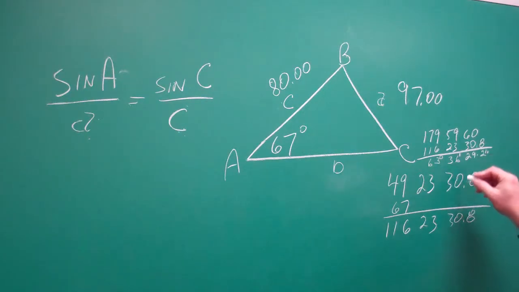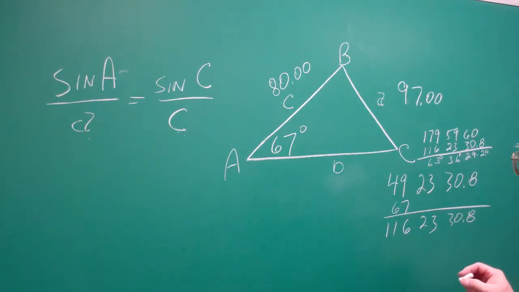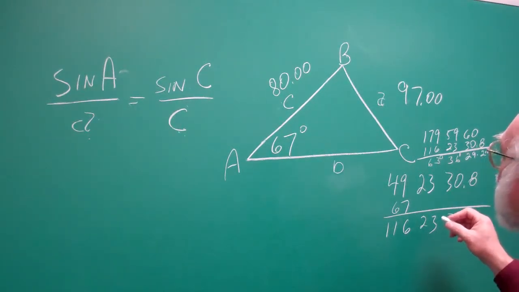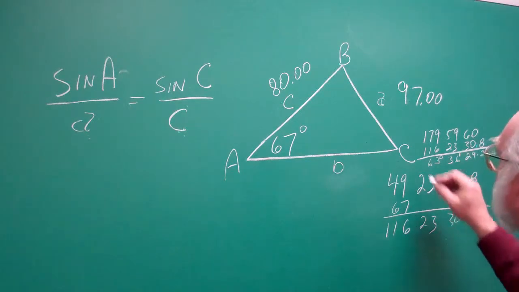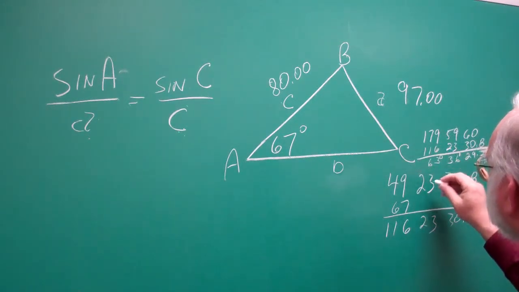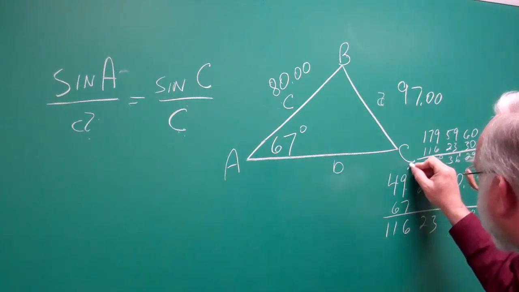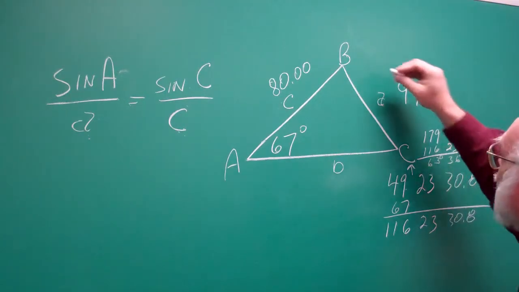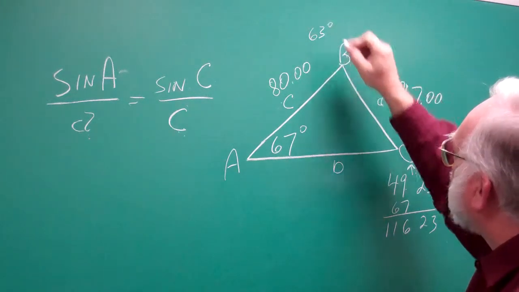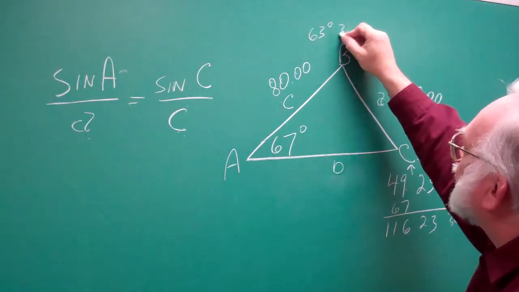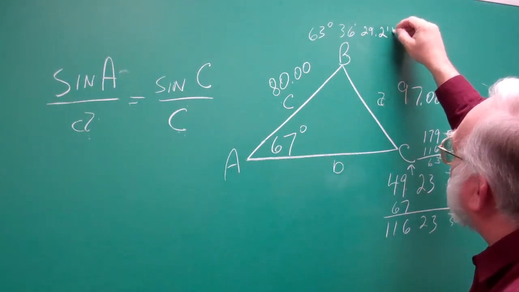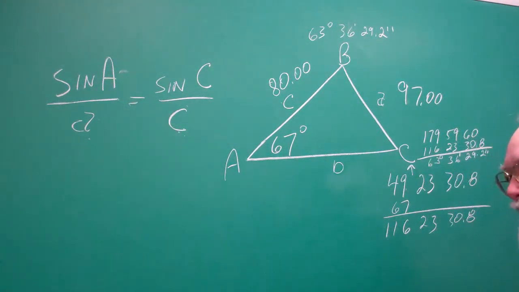But since we don't have any angles that are greater than 90 degrees, the law of sines is going to work. So anyway, this angle C is 49, 23, 30.8. So we know that angle B is 63, 36, 29.2. And go ahead and carry the decimals on the seconds. It makes you feel important, and your work turns out better every time.